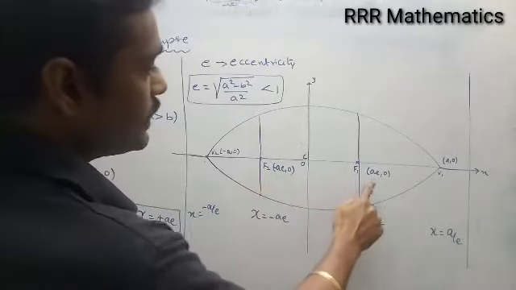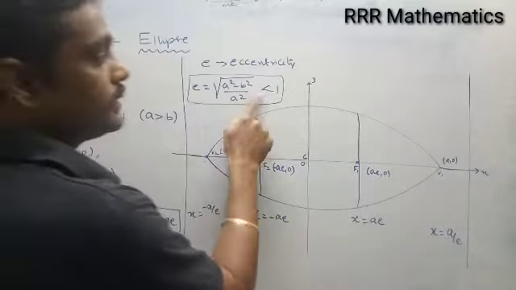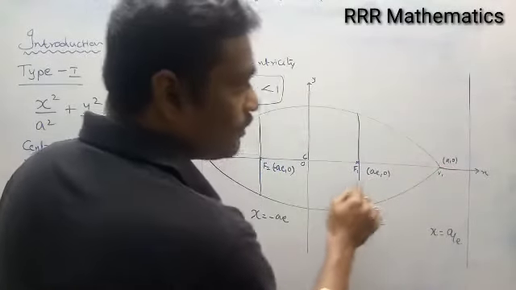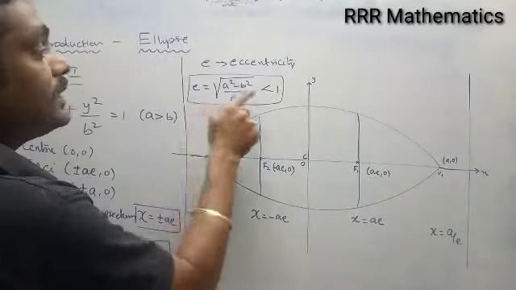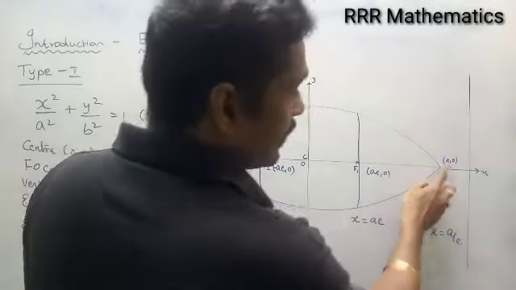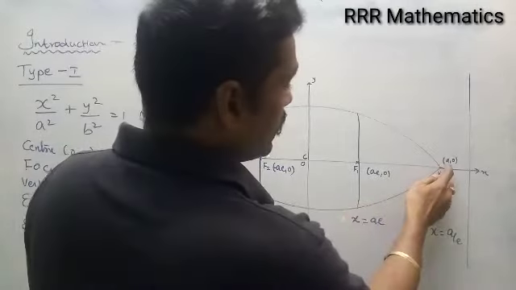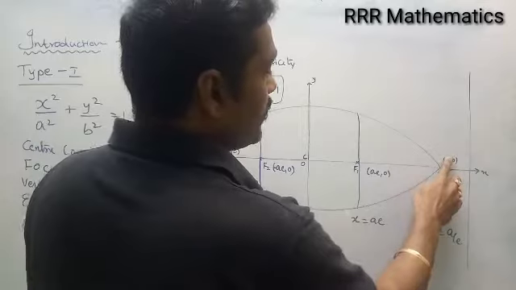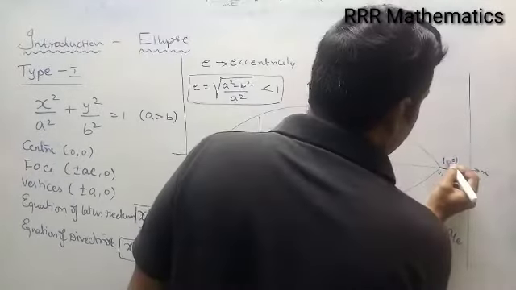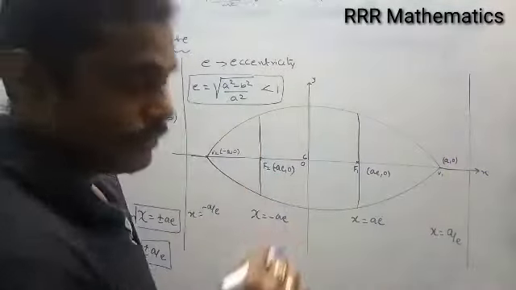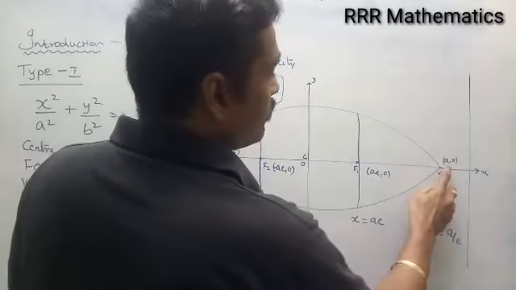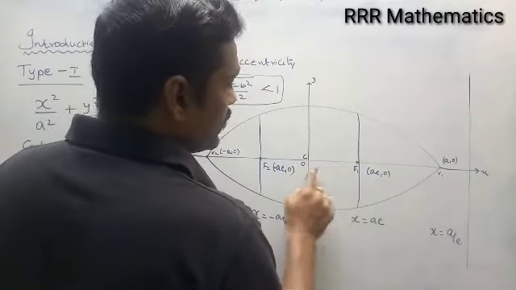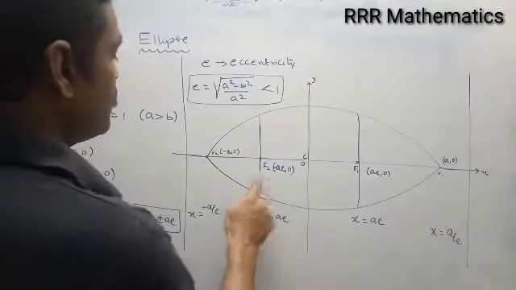This e only I multiplied with a. E is less than 1, and I have a here. When you multiply by e, it gives a smaller value than a because e is less than 1. When you multiply any value between 0 and 1 with any quantity, the product will be less than the value. So I have a, 0 here. When you multiply a with e, it gives a smaller value. That's why it appears here, close to the origin. Similarly here and here.